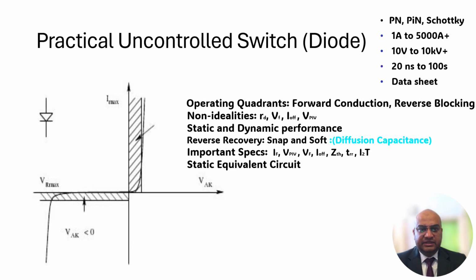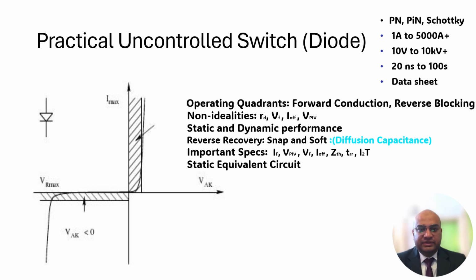Now let us see the practical uncontrolled switch. The term uncontrolled means the user doesn't have control over the on and off state. So here the operating quadrants are forward conduction, which is represented during the first quadrant where VAK and I is presented here. So during this time, forward conduction is happening, and the next operating state is the reverse blocking stage. So these are the operating quadrants here.